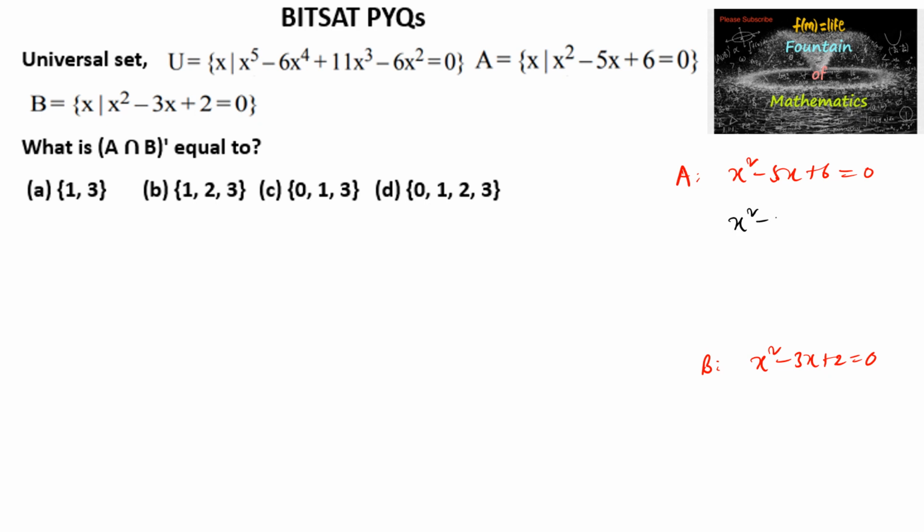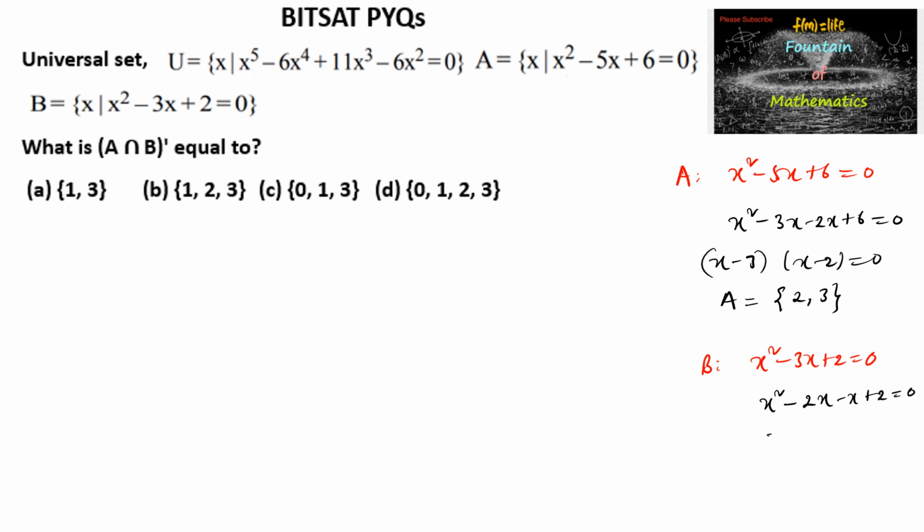X square minus 5x plus 6 we can simplify as x square minus 3x minus 2x plus 6 is equal to 0. So that is x minus 3 into x minus 2. So we got the values x is equal to 3 and 2. So set A is equal to 2 and 3. And now the set B, we can write x square minus 2x minus x plus 2, or x minus 2 into x minus 1 is equal to 0. So we can define the set B is equal to the set containing 1 and 2.